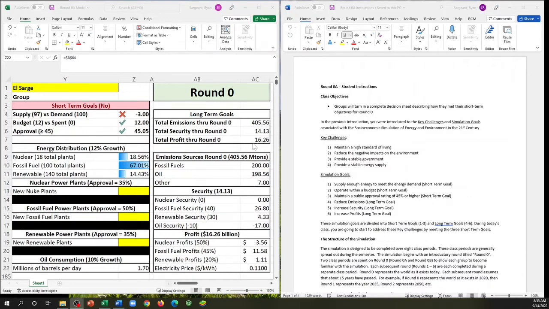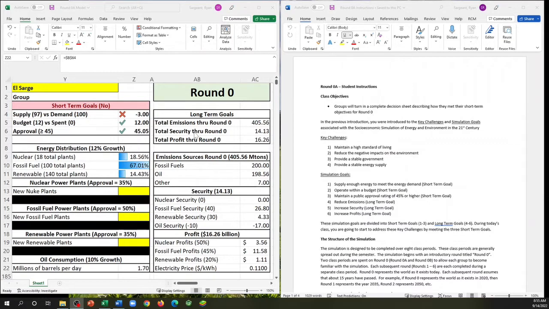The default is that your company is going to make $16.26 billion per round. Your budget for round one is going to be whatever your profits are plus any money that you didn't spend in round zero. So as this simulation progresses, people typically end up with a larger and larger budget. The money just builds and they have to do more things with it. So emissions need to come down, profits need to go up.